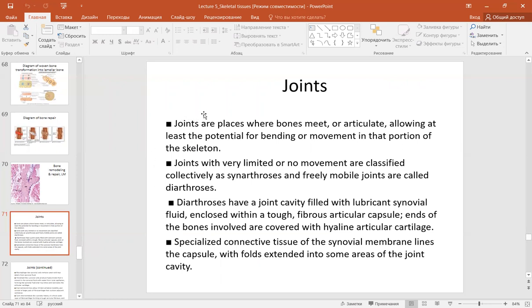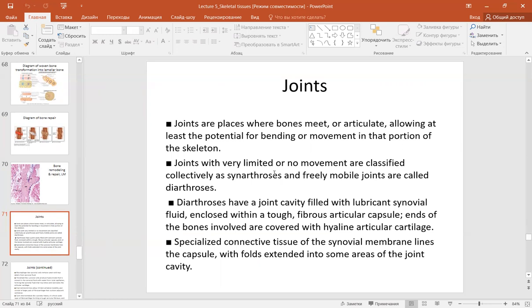Joints are places where bones meet or articulate, allowing at least the potential for bending or movement in that portion of the skeleton. Joints with very limited or no movements are classified collectively as synarthroses, and freely mobile joints are called diarthroses. Diarthroses have a joint cavity filled with lubricant synovial fluid enclosed with a tough fibrous articular capsule.